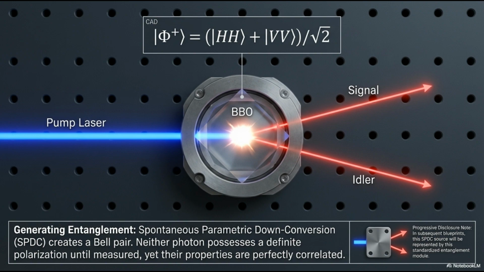Yet when either photon is measured and found to be in a definite polarization state, the partner photon instantly acquires the same polarization, regardless of the spatial separation between them. The BBO crystal, together with its entangled signal and idler outputs, is introduced here as a standardized module, represented by a compact icon in subsequent blueprints.